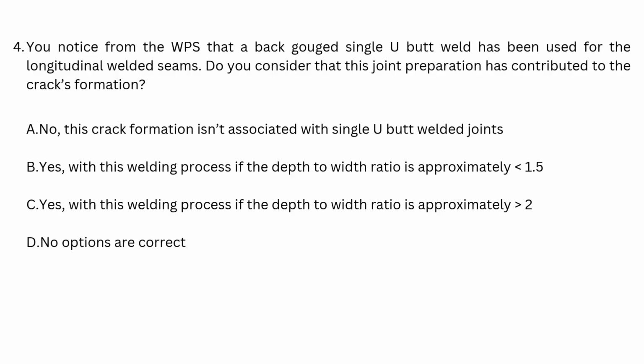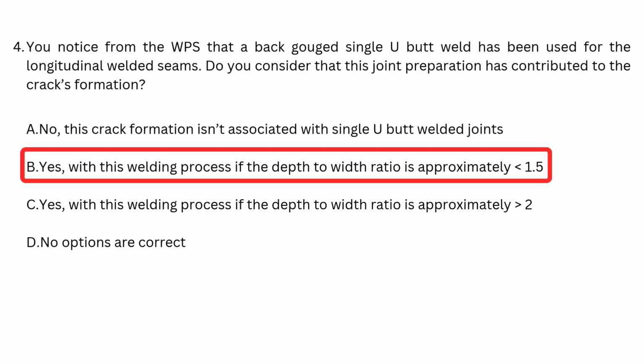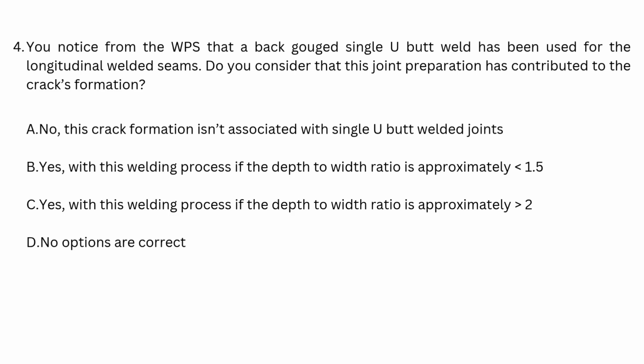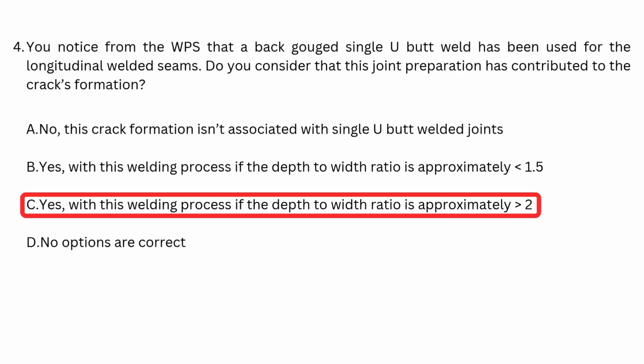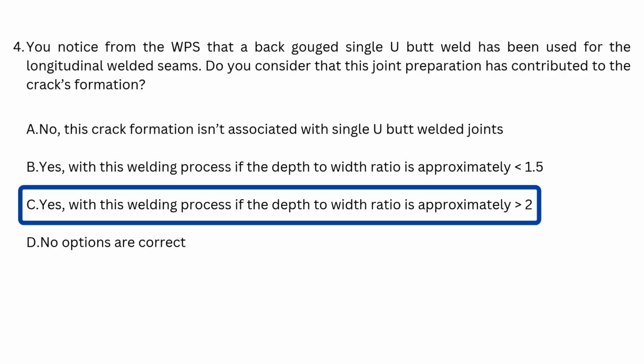Number 4. You notice from the WPS that a back-gouged single U-butt weld has been used for the longitudinal welded seams. Do you consider that this joint preparation has contributed to the crack's formation? A. No, this crack formation isn't associated with single U-butt welded joints. B. Yes, with this welding process if the depth-to-width ratio is approximately less than 1.5. C. Yes, with this welding process if the depth-to-width ratio is approximately greater than 2. D. No options are correct. The answer is C. Yes, with this welding process if the depth-to-width ratio is approximately greater than 2.